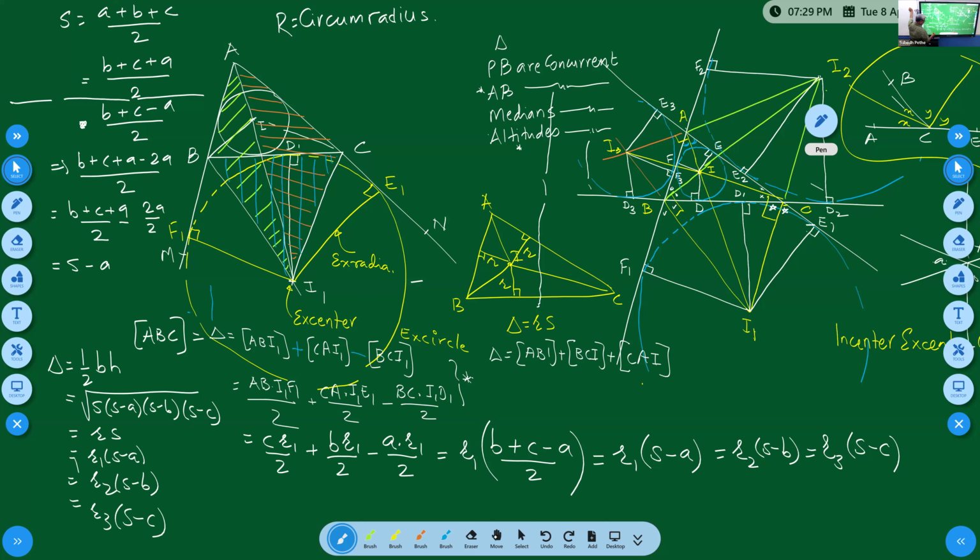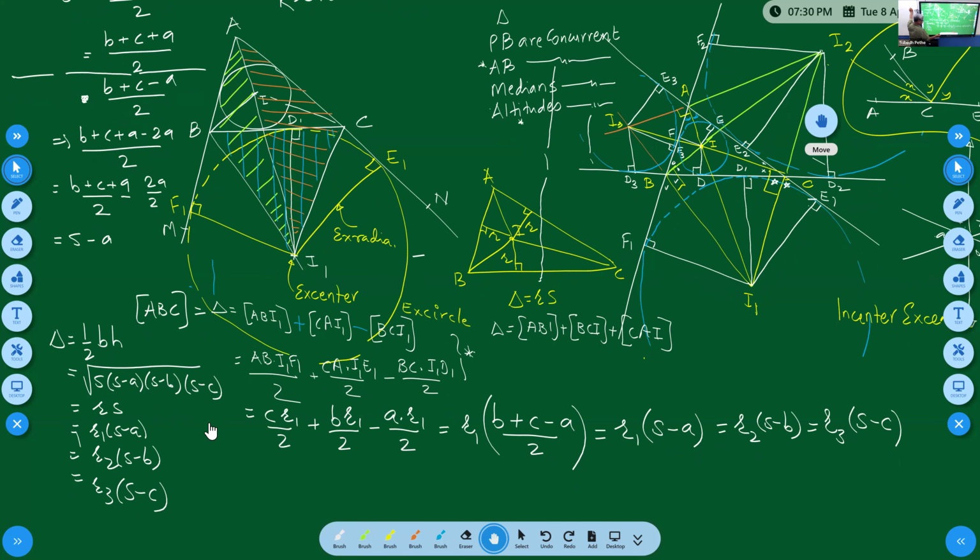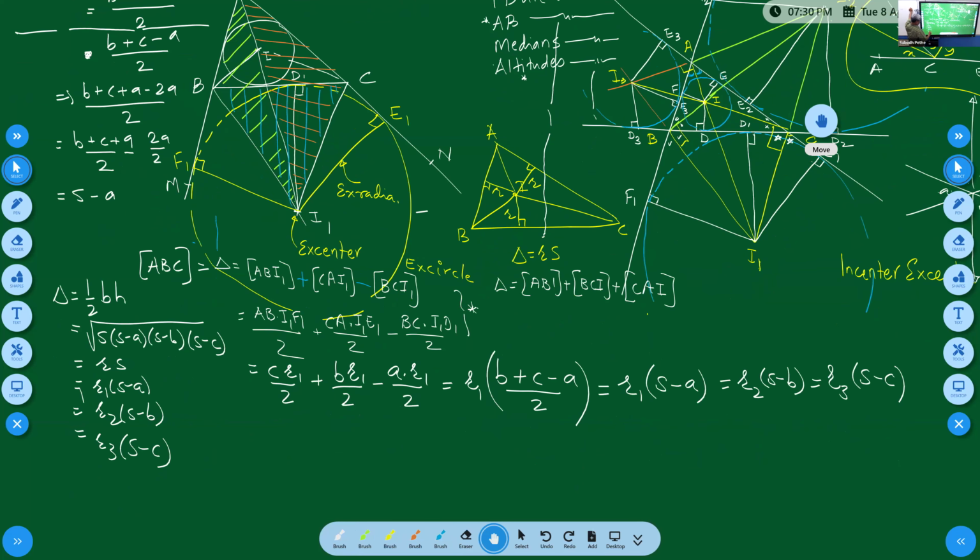And hence you can prove that delta is also equal to root of R1 R2 R3 times R. If you multiply all these four formulae, R into S, R1 into S minus A, R2 into S minus B, R3 into S minus C, all of them are equal to delta. So delta raised to 4 will be R R1 R2 R3 times S into S minus A, S minus B, S minus C, which is delta square. So delta fourth is equal to delta square times R R1 R2 R3. Therefore, delta is equal to square root of R R1 R2 R3.